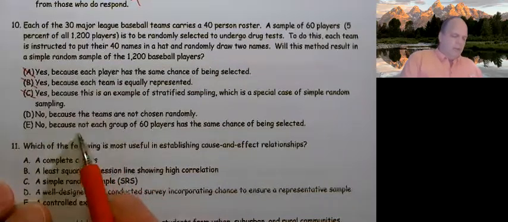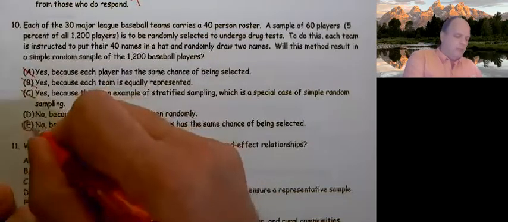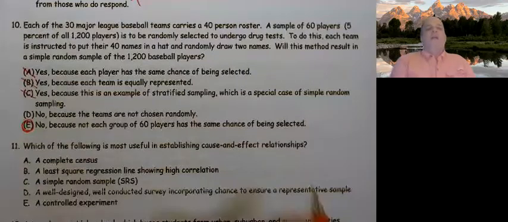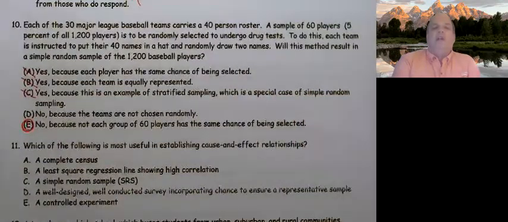So, no, because not each group of 60 players has the same chance of being selected. In this particular design, the max number I could get from any one team is 2. However, if this were going to be a simple random sample, it would have been possible, not likely, but possible that I draw all 40 names from the same team.